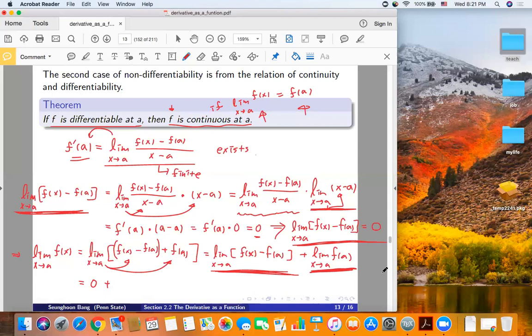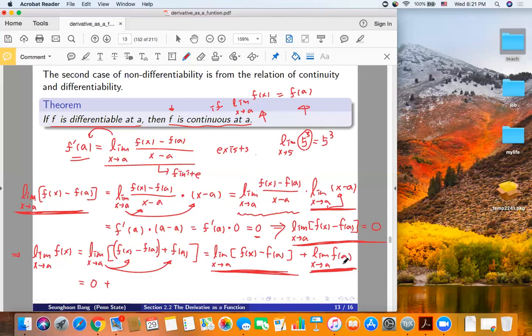What's the limit of f of a as x approaches a? So f of a. The one example is here. One example, limit as the x value approaches 5, 5 cube. What's that? 5 cube is constant. Limit of a constant is constant. This is a very important thing.